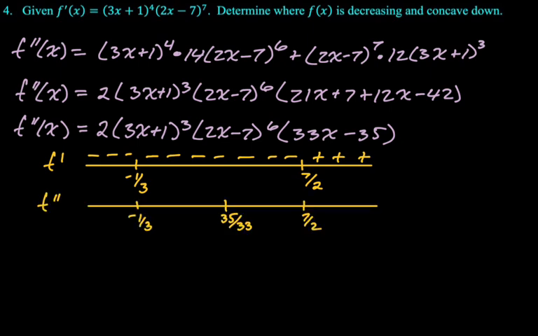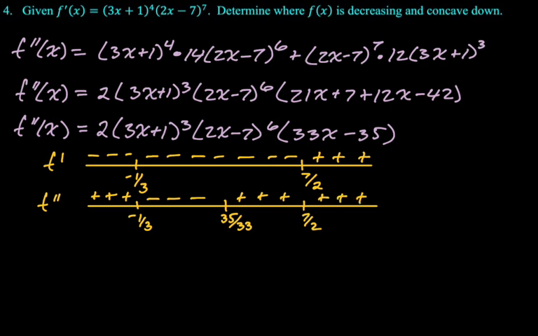We got to do the same thing for f double prime. So f double prime, negative 1/3 and 7/2 show up again, but also 35/33, which is a super annoying value, but whatever. It's definitely between them, so that's all that really matters. Plug in a negative, and you get 2 times a negative times a positive times a negative. So there's 2 negatives overall, so we are positive. And then negative 1/3 comes from a 3rd degree thing, so there will be a sign change. 35/33 comes from a 1st degree thing, so there will be a sign change. And 7/2 comes from a thing to the 6th, which is even, so there will not be a sign change.